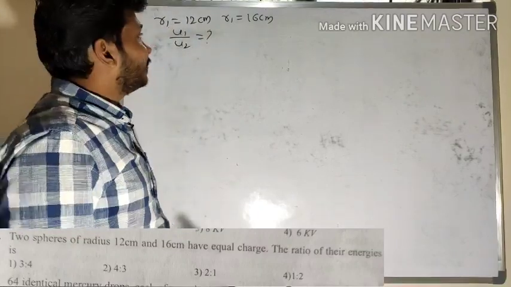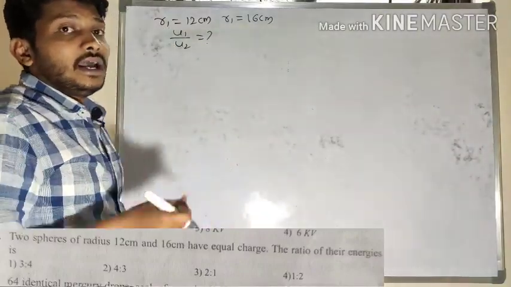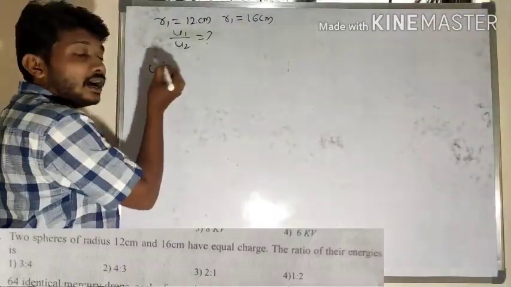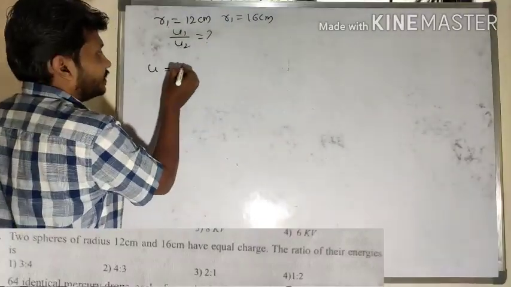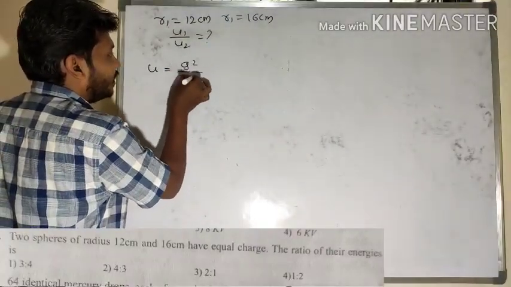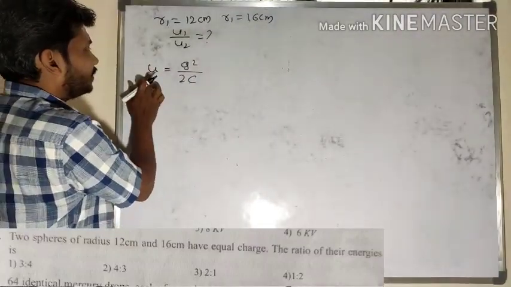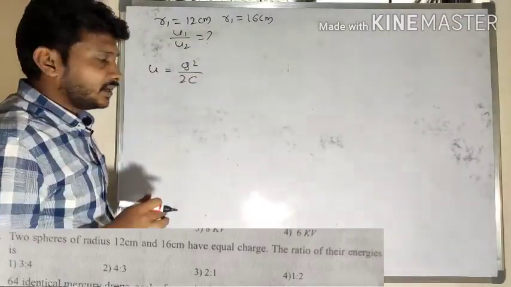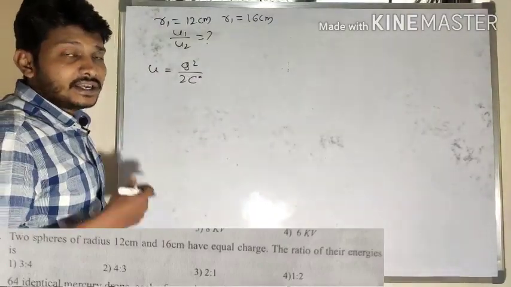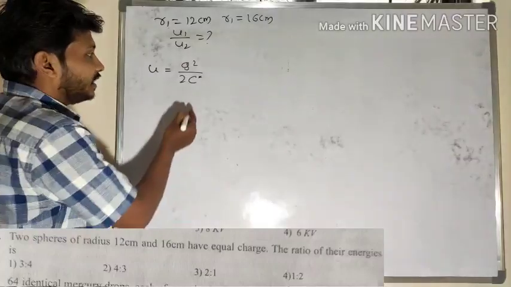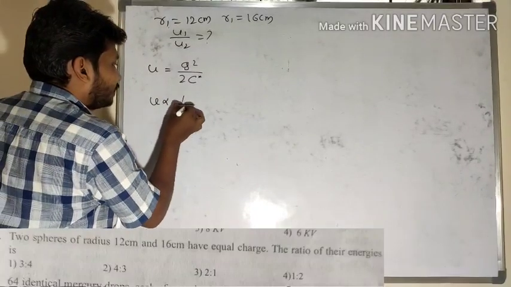First I would like to determine the relation between energy and radius. We know the equation for energy stored in a capacitor: half C V squared, or another formula, Q squared divided by 2C. This is the relation between energy stored and charge. Here capacitance C is equal to epsilon naught A divided by d. So U is inversely proportional to C.